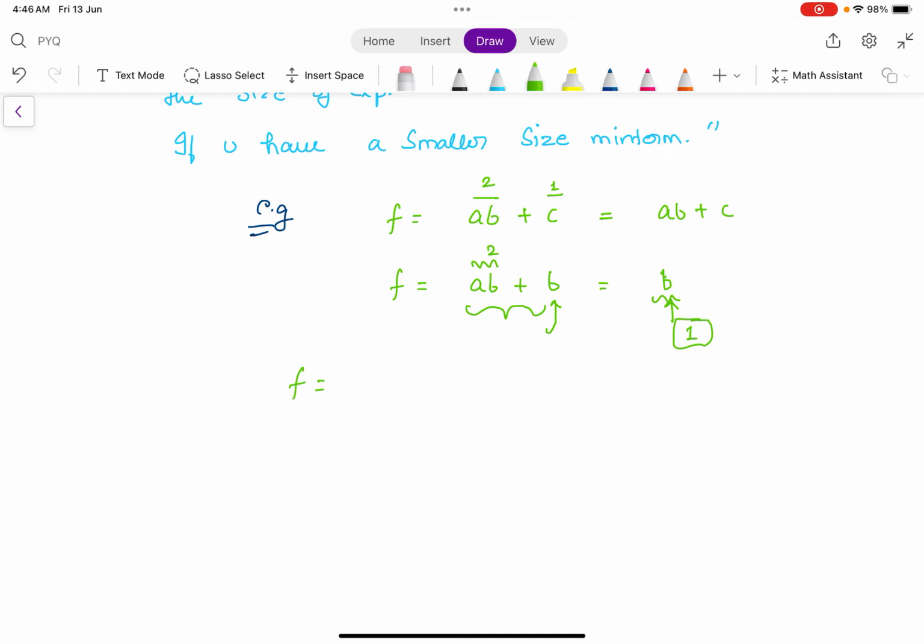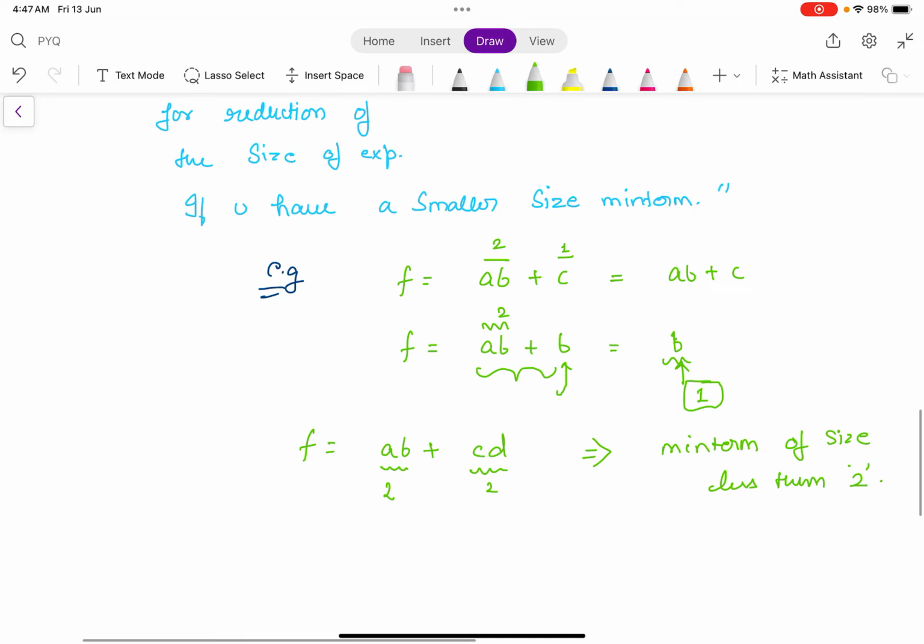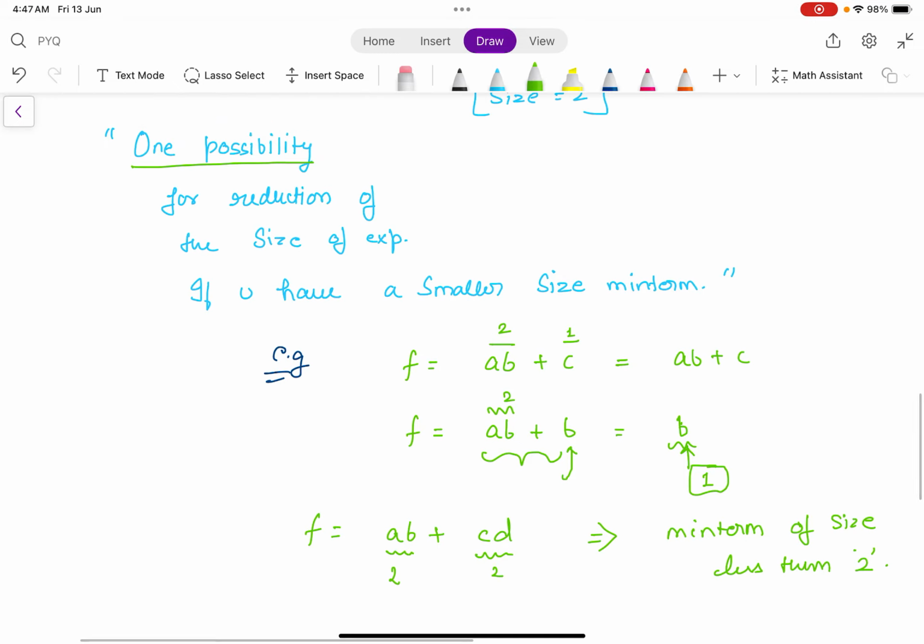What if there is a function, for example, let's say AB plus CD. There is no minterm which is of size less than the given minterm, that is 2. There is no minterm which is less than 2. Both the minterms are of size 2. So there is no possibility that there should be a minterm of size less than 2.